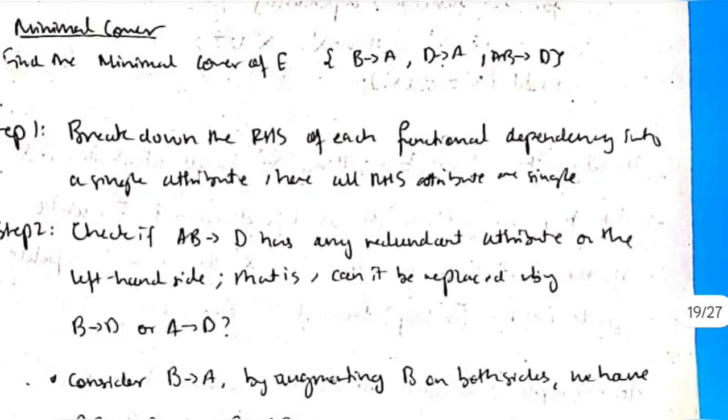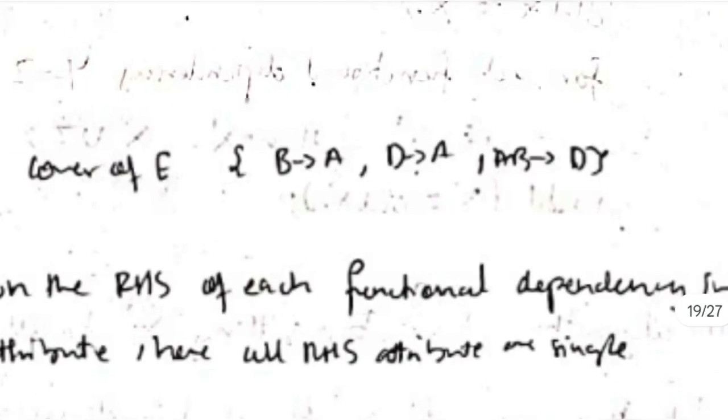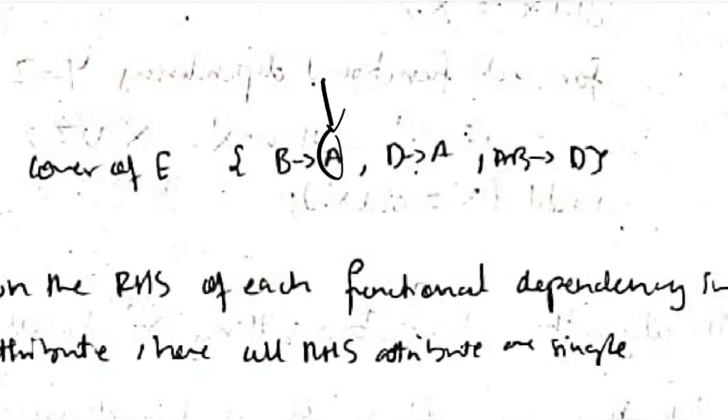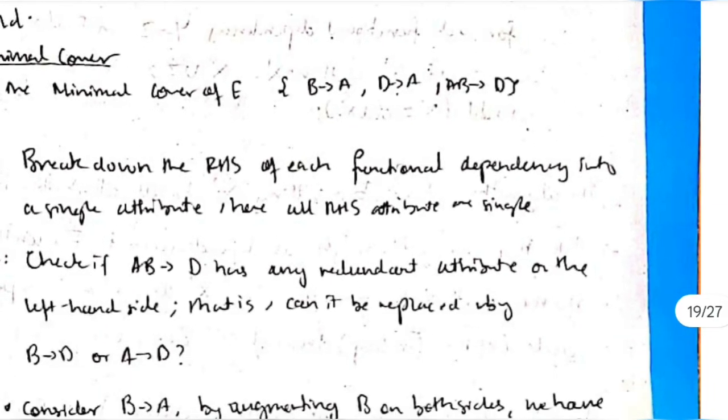The first step is to break down the RHS of each functional dependency into a single attribute. Here all RHS are single attributes. In the RHS, can you find any two attributes? B determines A, one attribute; D determines A, one attribute; AB determines D, one attribute. Just check the RHS. Then we'll check the LHS also. Check if AB determines D has any redundant attribute on the left-hand side, that is, it can be replaced by B determines D or A determines D.